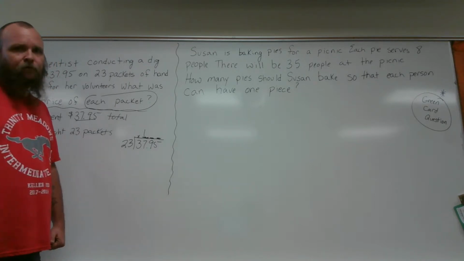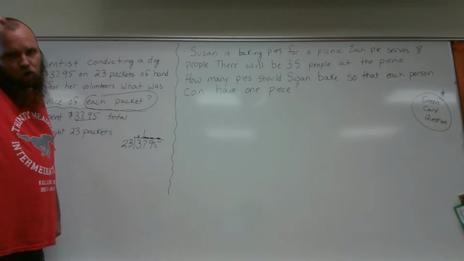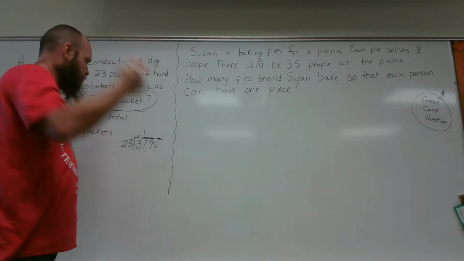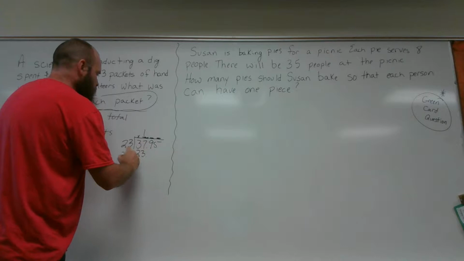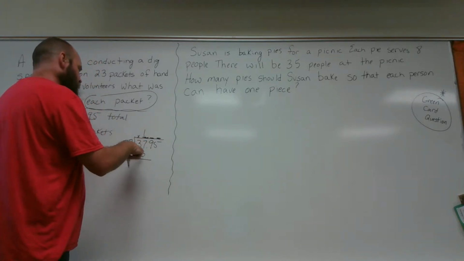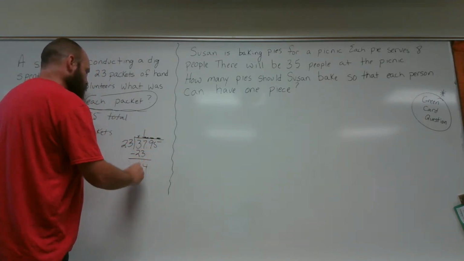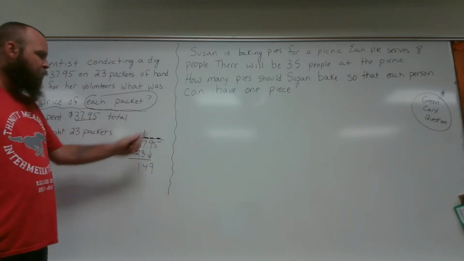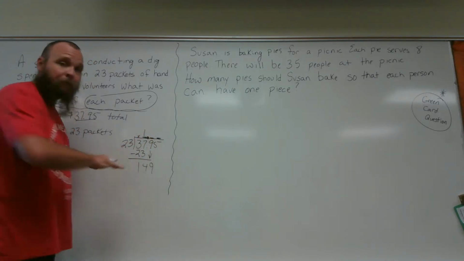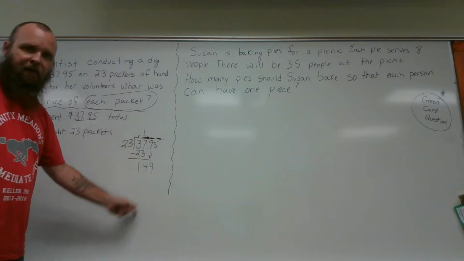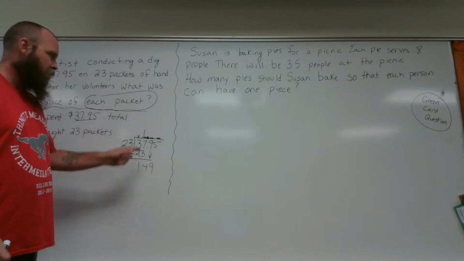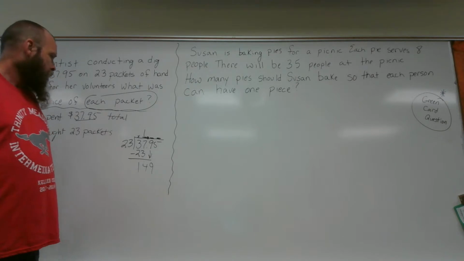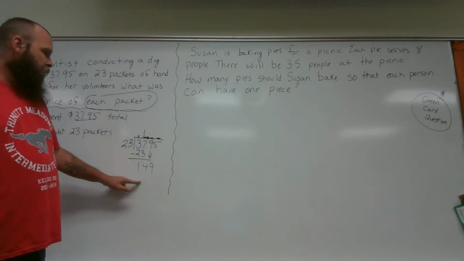I don't have to work out 23 times 1 because I've memorized my 23 times 1s. 23 times 1 is 23, and then we subtract, that's 14. Now I have to bring down the 9. Once I move my decimal point up, I'm done with it. I'm not going to keep moving it. It's there, done, leave it. So now I have to figure out how many times 23 goes into 149.